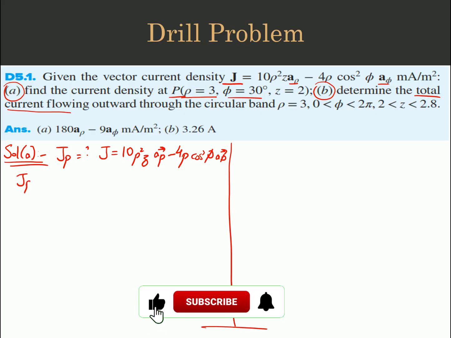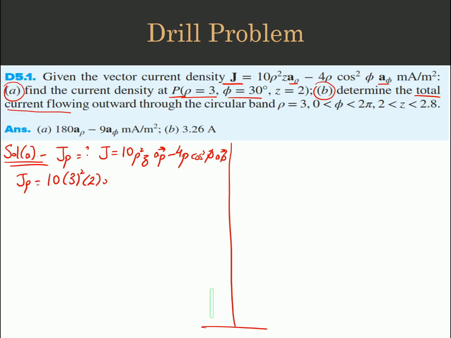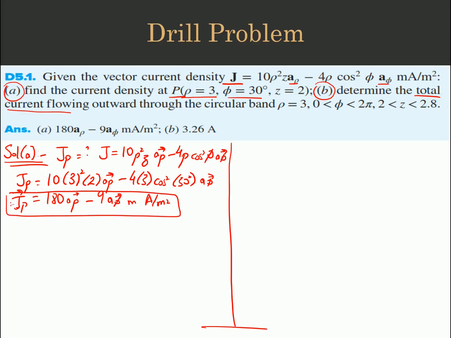So J at point P is going to be 10, then the value of rho is 3 square, and z is 2, along a of rho, minus 4 into 3 cos square of phi, which is 30 degrees, along a of phi. It comes out to be 180 a of rho minus 9 a of phi, in milliamperes per meter square. This is the value of current density at point P, and we can verify that this is the answer we are getting for the first part.